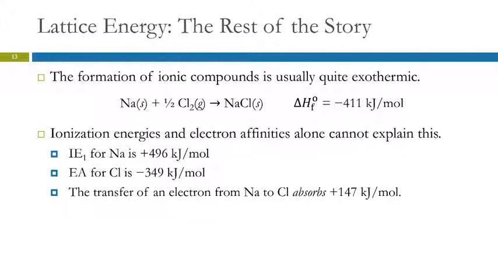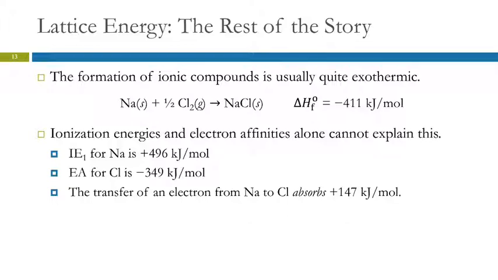When we look at the formation of ionic compounds, it's usually quite exothermic. It happens very spontaneously and releases a lot of energy. When sodium metal reacts with chlorine gas, it forms sodium chloride, and the heat of formation of this is minus 411 kilojoules per mole of sodium chloride formed. Okay, so we measure that experimentally.